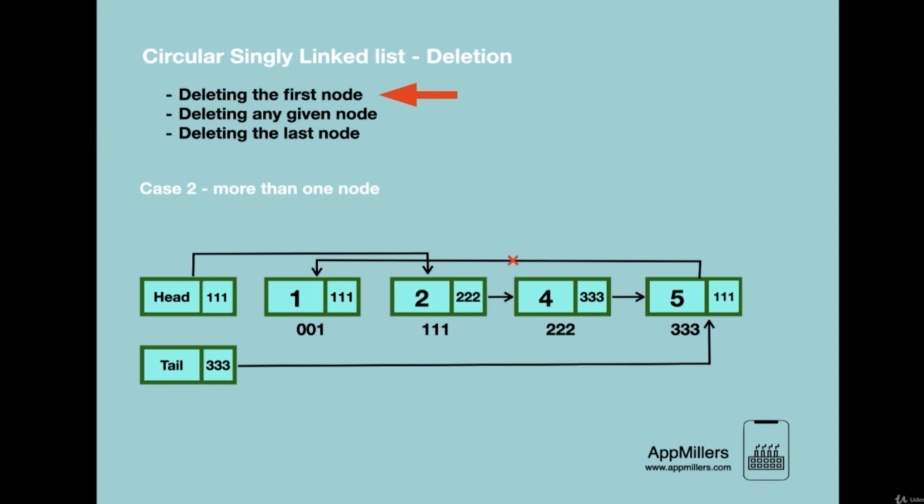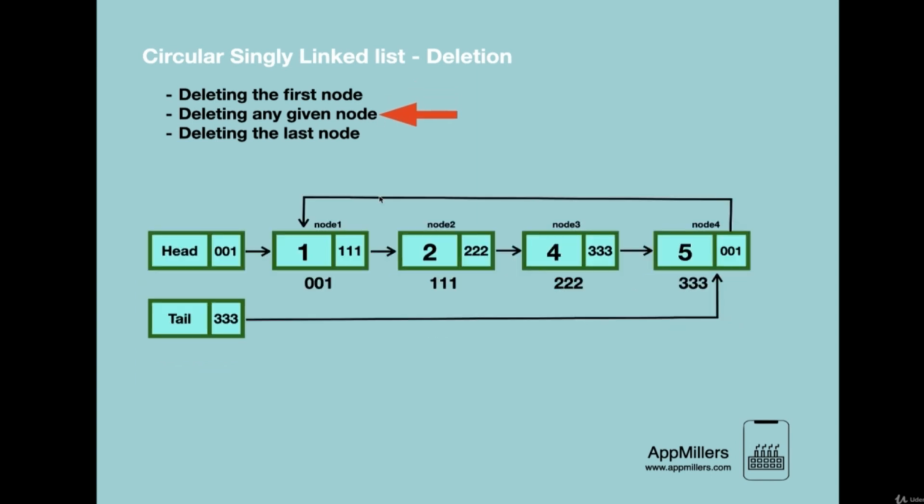So when we update the last node's reference, it creates a link between last node and here and deletes the link from last node to the first node. So the link is created over here. Now the first node becomes eligible for garbage collection. So the garbage collector comes and destroys this. So with this, deleting of a node from circular single linked list in which we have more than one node is complete.